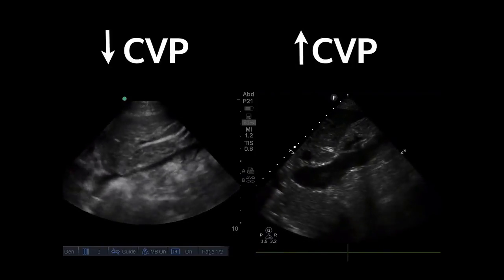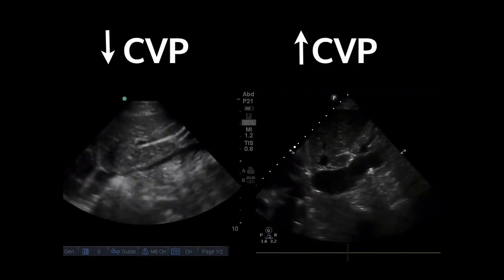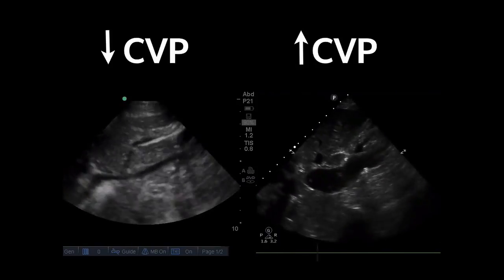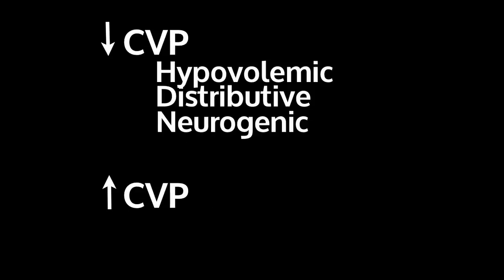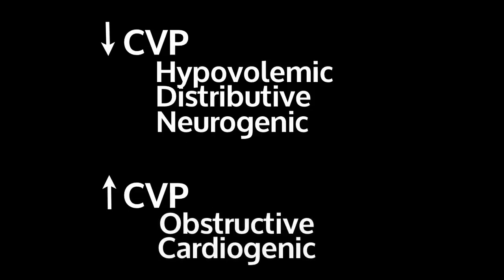And on the right side of the screen, you have a very plump IVC. It's not moving very much with respiration. This patient has a high CVP. If you have a patient with low CVP, be suspicious for a hypovolemic, distributive, or neurogenic shock. If you have a patient with high CVP, think about obstructive or cardiogenic shock.